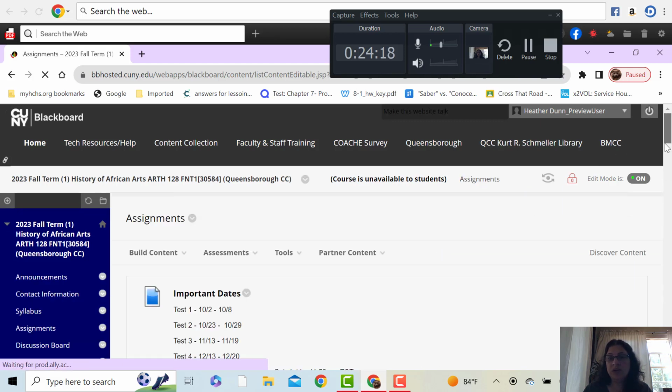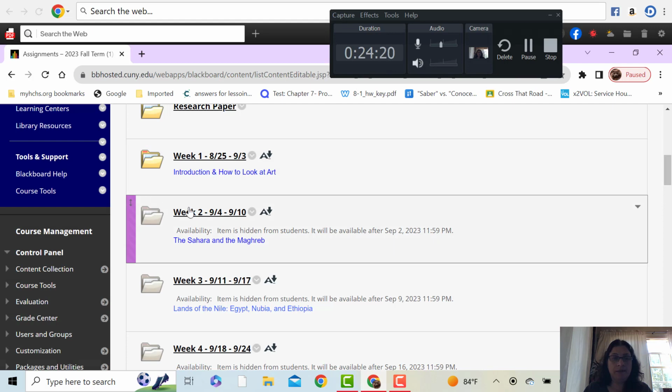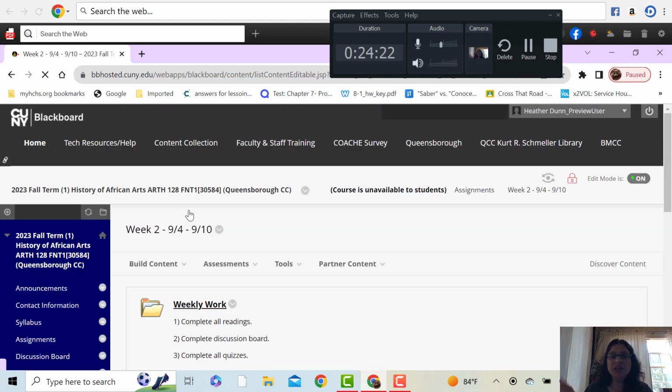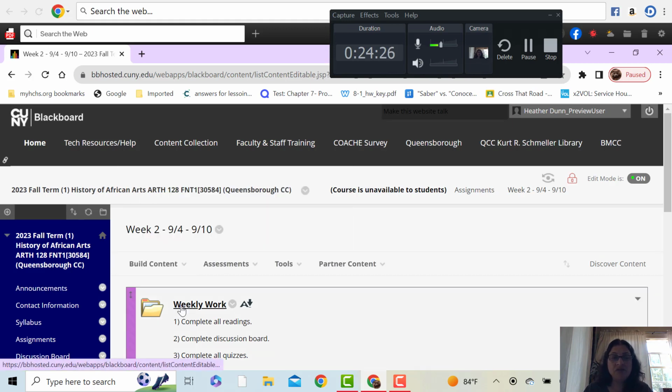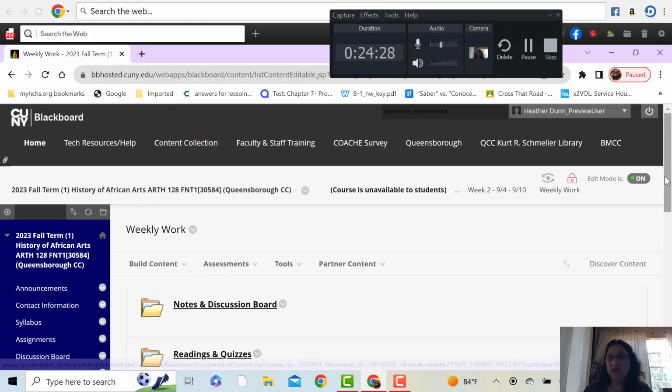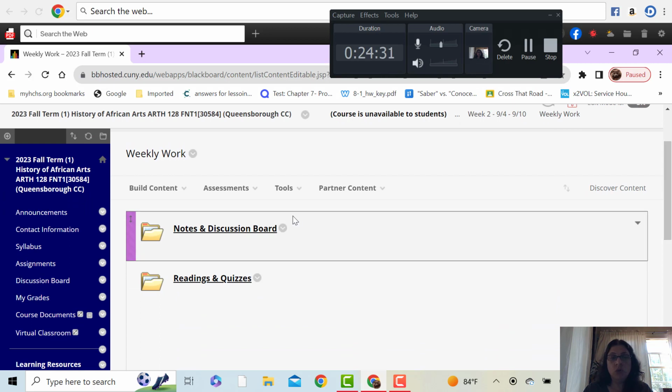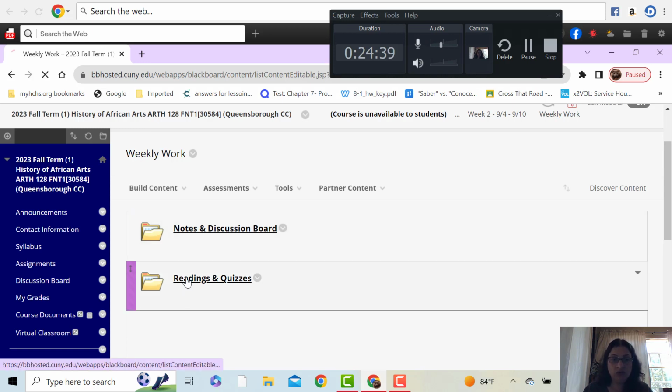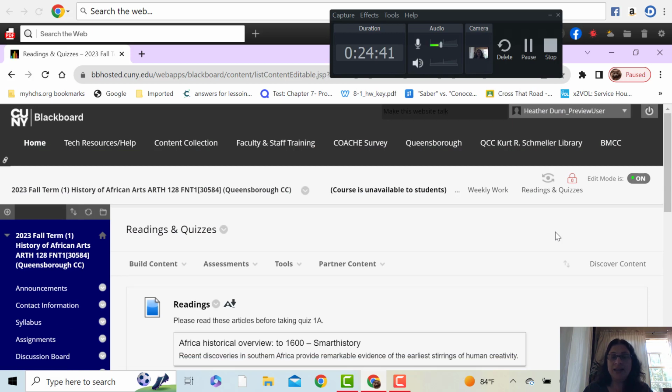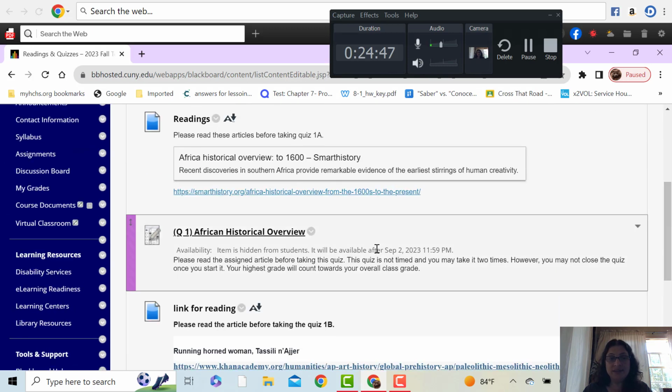So each week when you open up, first week is kind of like just getting to know some general information. And then after that, each week you come and you click. You'll see 2 folders. One folder will have notes and a discussion board at the end of it that relates to the notes. The second folder, when you open it, is either a reading assignment or a video to watch. And then you have a quiz.